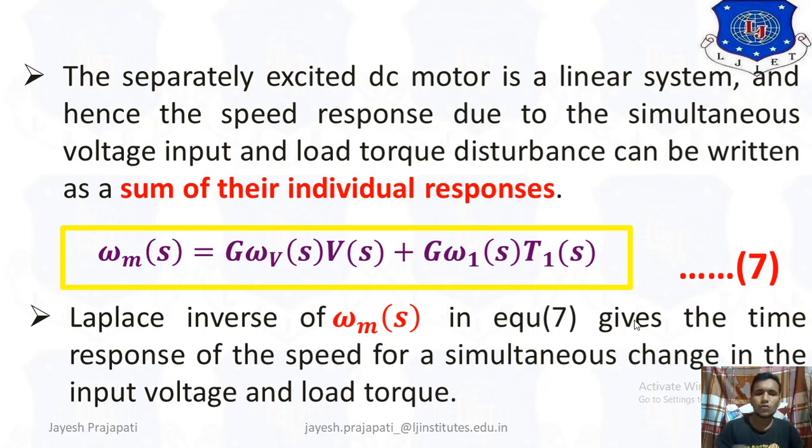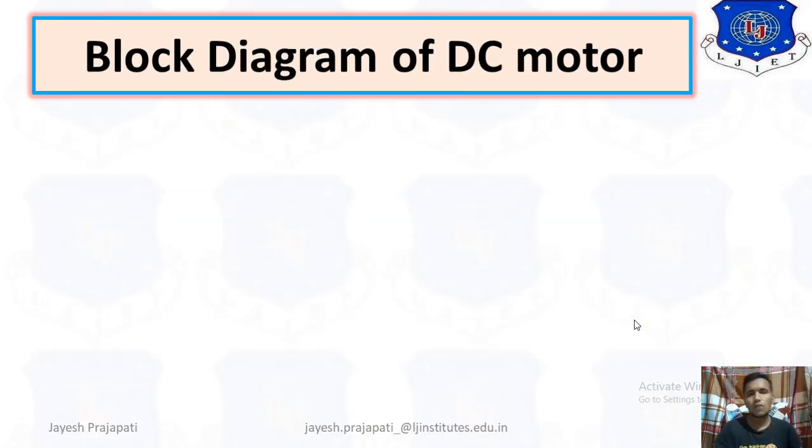So this omega m of s, that is the angular speed of the DC motor, comes from this block diagram, and we can write this equation using transfer functions. So the equation is like this. That is a block diagram equation. Now from this equation we have to draw the block diagram of the DC motor. So the block diagram of the DC motor is drawn in this manner.